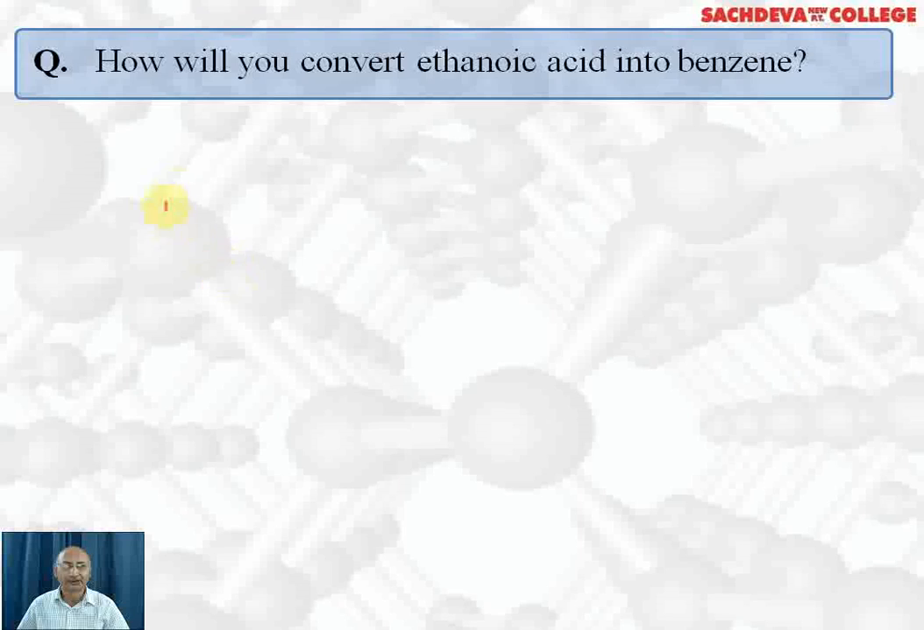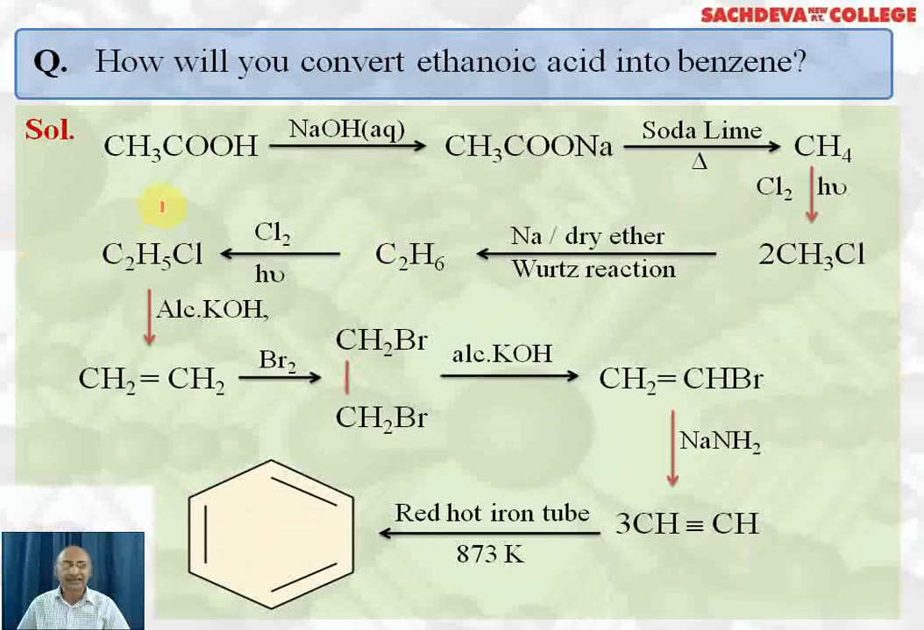Let's take up questions based on hydrocarbons. The first question is, how will you convert ethanoic acid into benzene? First step is ethanoic acid. We are reacting with NaOH to form sodium acetate. Sodium acetate on heating with soda lime, that is NaOH plus CaO, will result in the formation of methane, and this reaction is called decarboxylation because CO2 is lost.